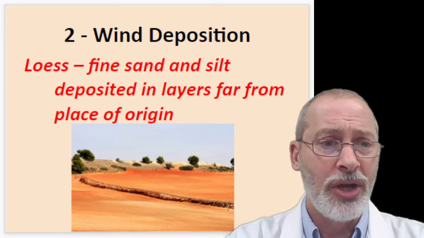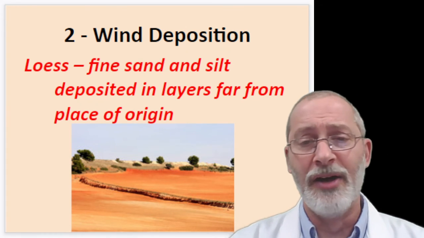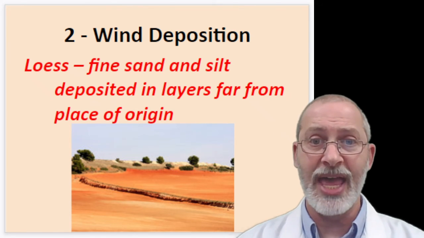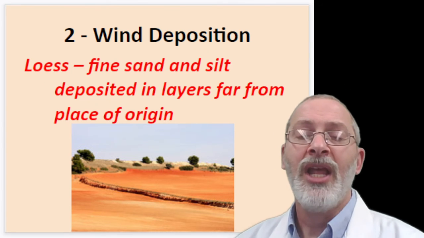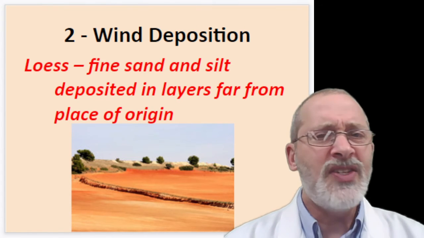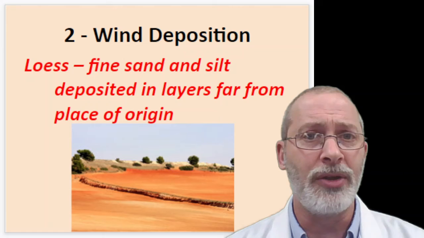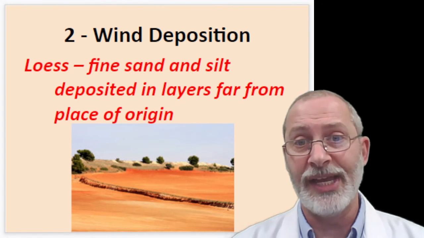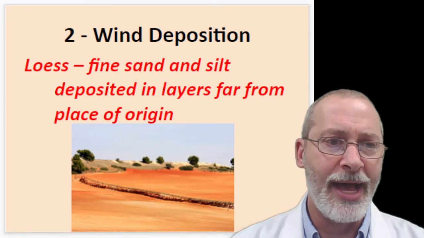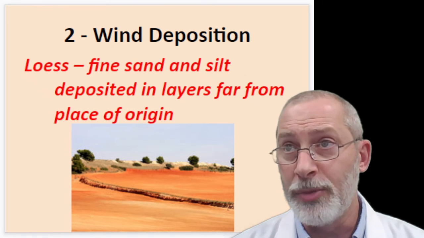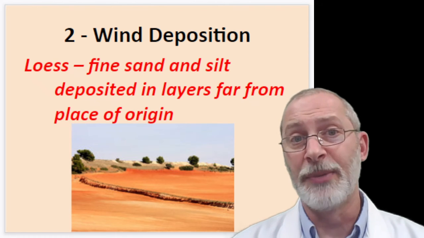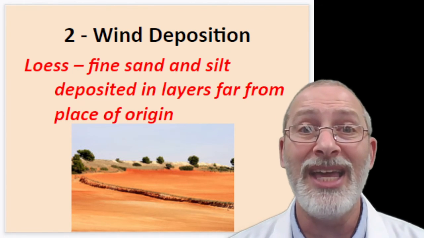Now, another feature caused by the deposition of particles blown by the wind are called loess deposits. These loess deposits are fine sand and more primarily silt particles, particles smaller than sand, deposited in layers far from the place of origin. A notable feature in North America would be the Great Plains. The Great Plains are areas with very significant loess deposits left over from the last ice age.